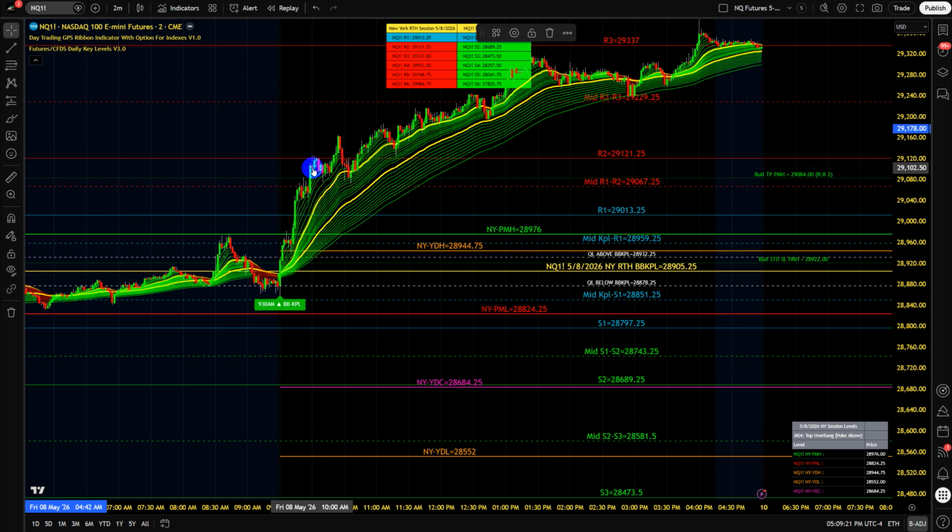Here at 10 a.m. we have a hit of the R2 level. That's the minimum ideal 2-level move, 29,121.25. At this point, each regular E-mini contract that you would have left at this point is $3,890 profit from the original position entry at 28,926.75.